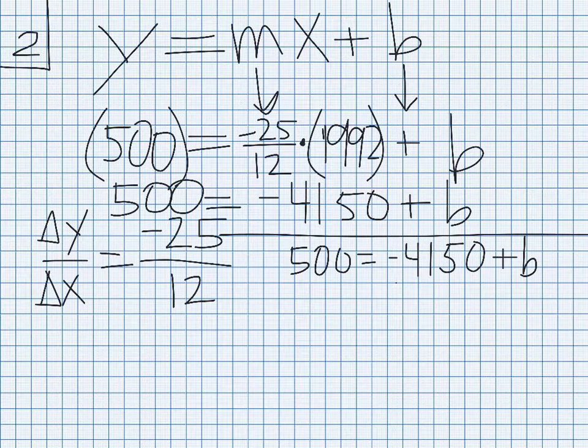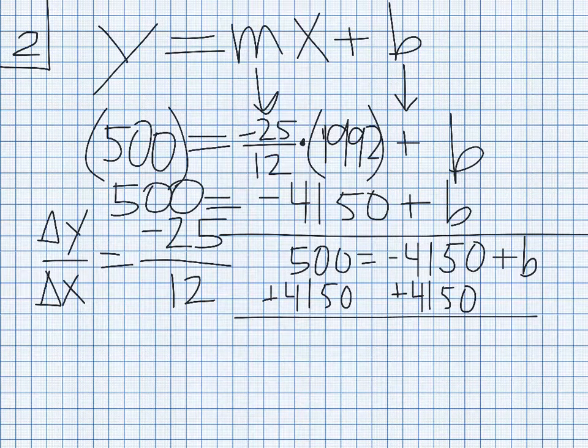So I've got to solve for b, and the way to get b all by itself in this case is to add 4150 on both sides, and that should give me 4650, which equals b. Now if you look in the book, their answer is slightly different. They have 4683, and that is because they used the decimal negative 2.1, which is a rounded answer. I used approximately the exact answer. So my equation, I think, is actually more accurate.